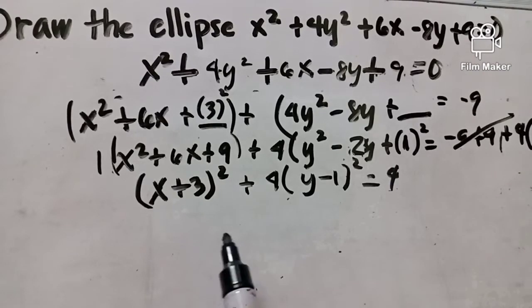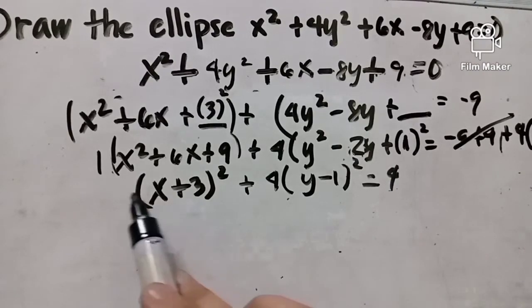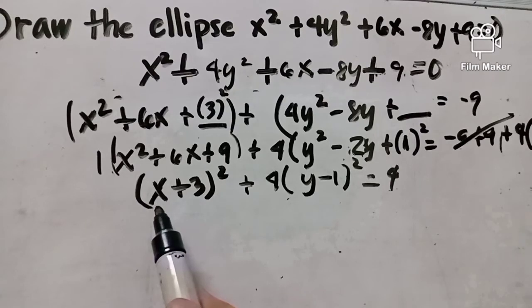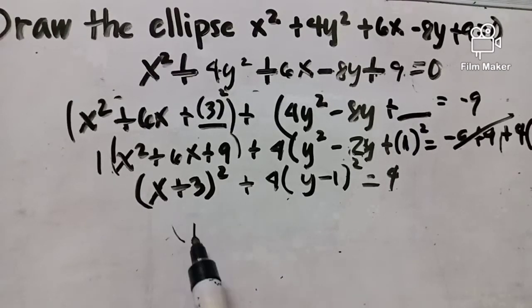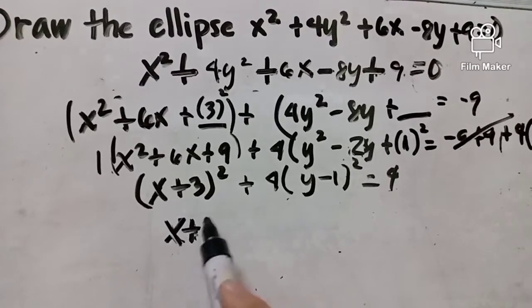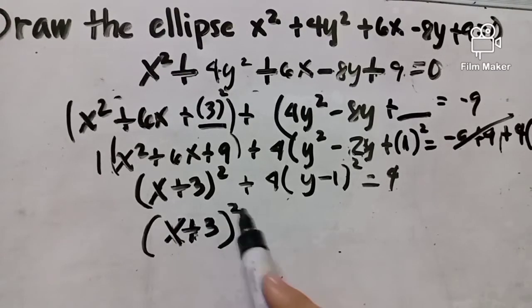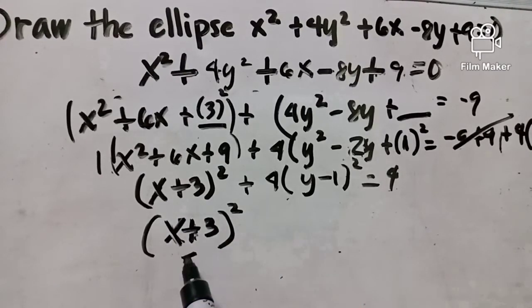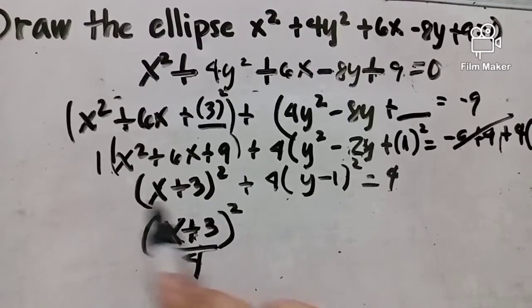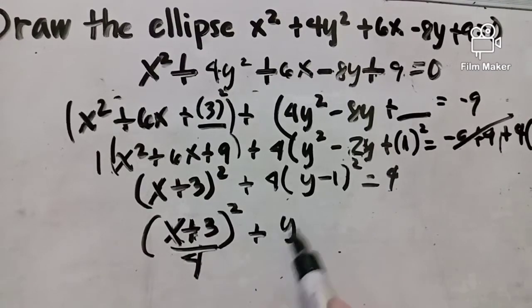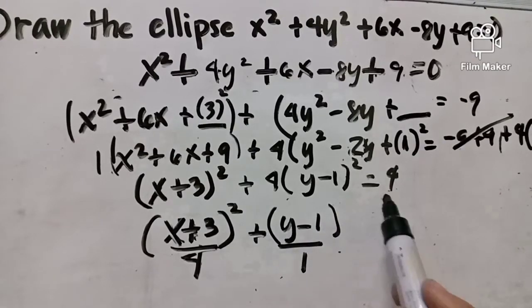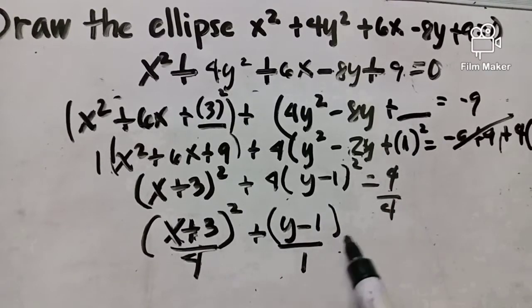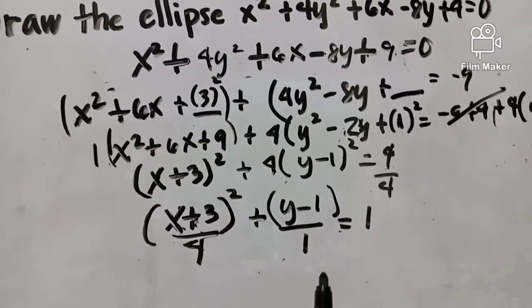So, paano natin siya gagawing standard form? I-cross out natin. So, x plus 3 squared, this will become 4. Ito kasi may 1, so, y minus 1 squared. Ito ay 1. And then, ito, 4 over 4 is equals to 1. So, yan ang magiging answer niyan.